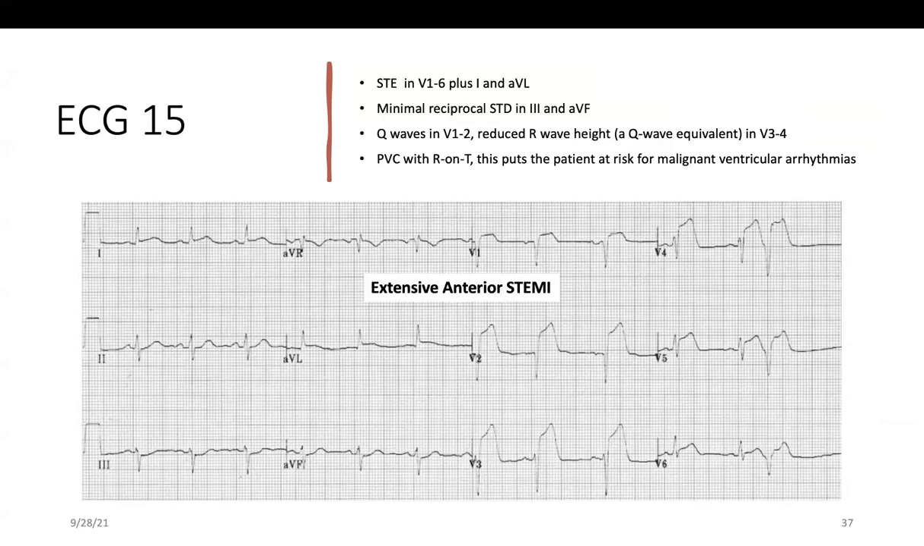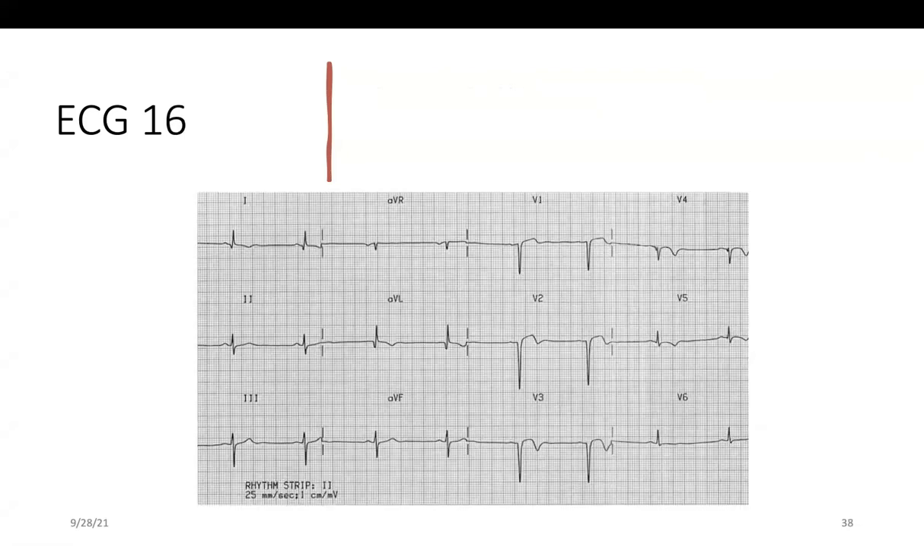Sorry, let's go back to this ECG. What do you see here in the last QRS segment? What do we call this? R on T pattern, exactly. This is an R on T and it indicates a high risk of arrhythmias. Okay. 16.